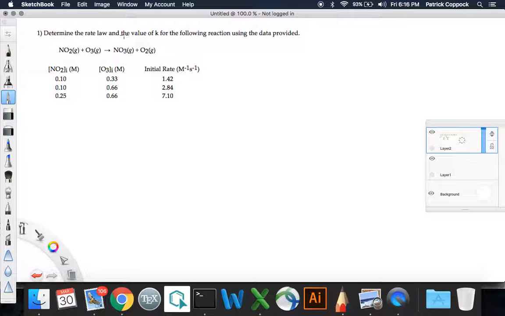So determine the rate law and the value of K for the following reaction using the data provided. The rate law is going to look something like this: rate is equal to K, concentration of A to the x, B to the y, right? Rate laws always look like that. So if this is A and this is B, in a minute I'll put more details in there.